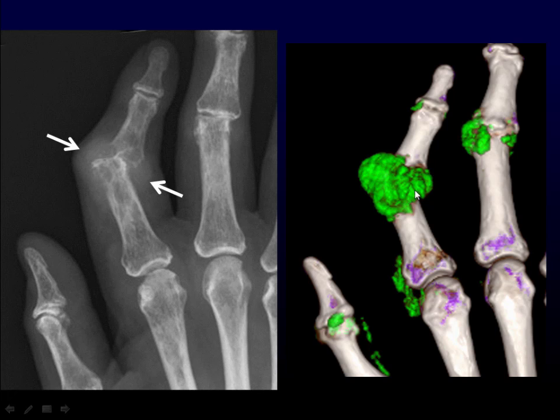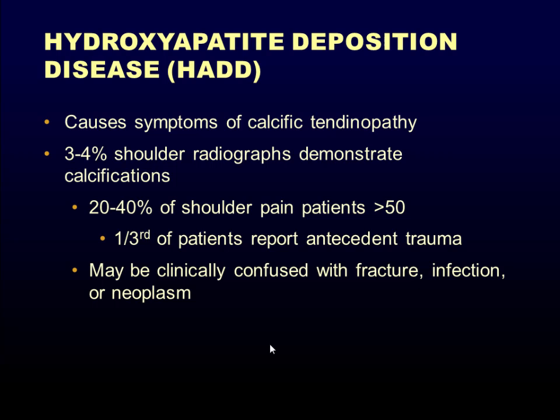This is a reconstructed image from a dual energy CT, and because uric acid crystals will absorb radiation at a different level than other crystals, we can look for the absorption of the crystals and paint a pattern of where there's deposition of gout. Another is hydroxyapatite deposition.